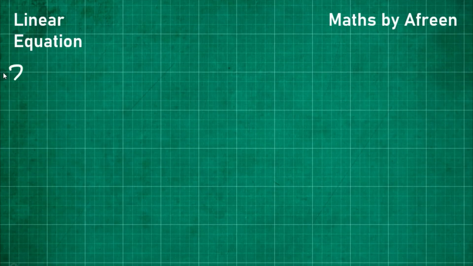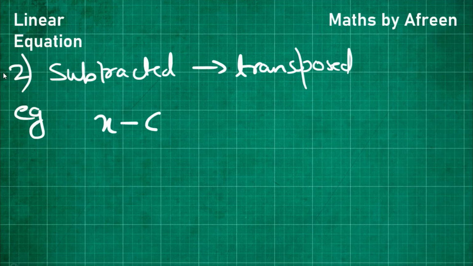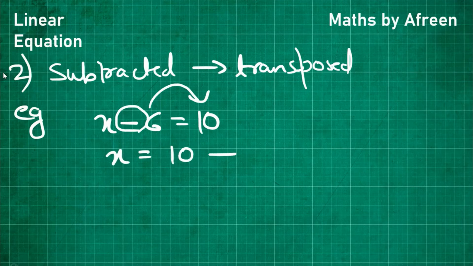Let's see the second method of the transposition. Second method is, in an equation, a subtracted term will be transposed from one side to the other side. That means here what we will do, we will just add at the end. For example, if I am taking x minus 6 equals to 10. What we will do here, again we will just transpose this 6, and while transposing we will just change the operator sign. That means x will be equal to 10 plus 6.